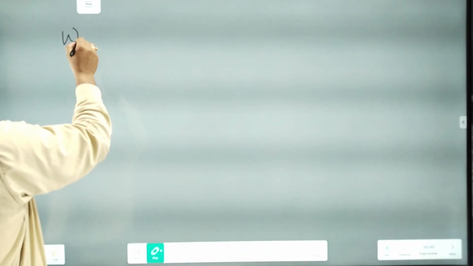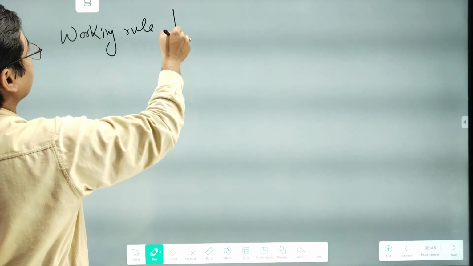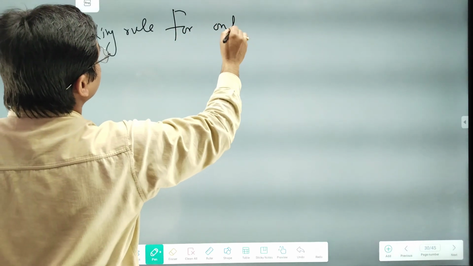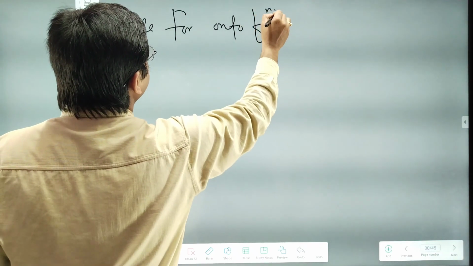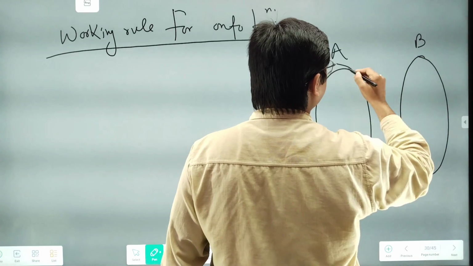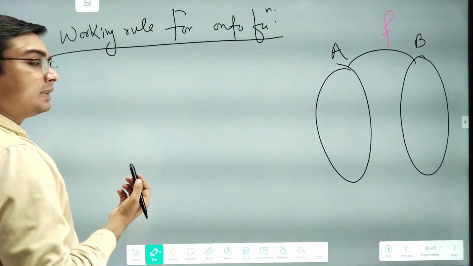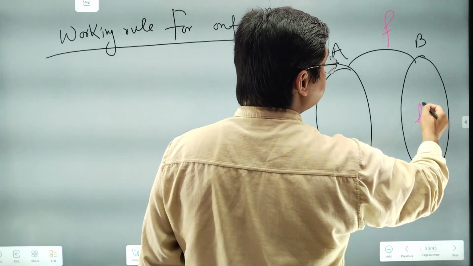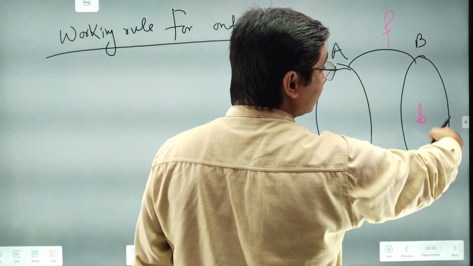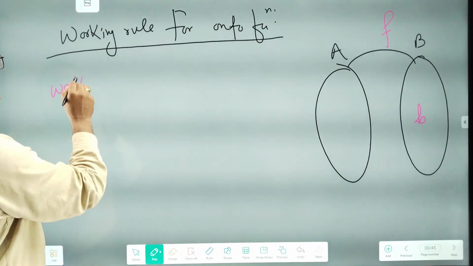Now you see what is the working rule to verify whether the given function is onto or not. Here we construct the function. Suppose this is A, this is B, and this is our function f. Now this function will be onto if each element of B in this set has a pre-image in this one. Then what do we do in the working rule?